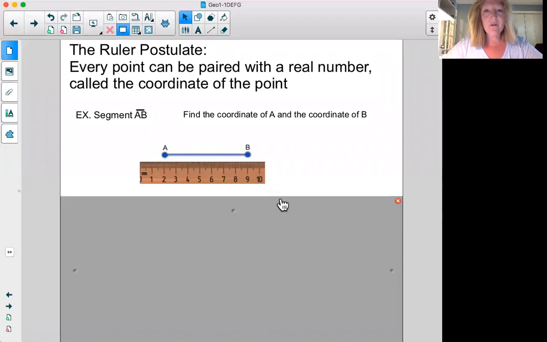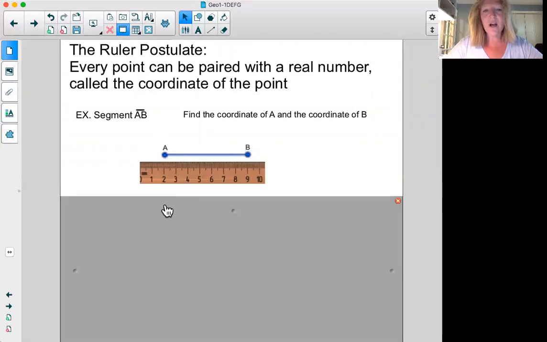In order to figure out the measurement, you need to know the ruler postulate. The ruler postulate states that every point can be paired with a real number in space, and that real number is called the coordinate of the point. So be careful. You can have the name of the point, a capital letter, and you can have the coordinate of a point, which is a real number. So the first step is to look at a segment and determine its coordinate.